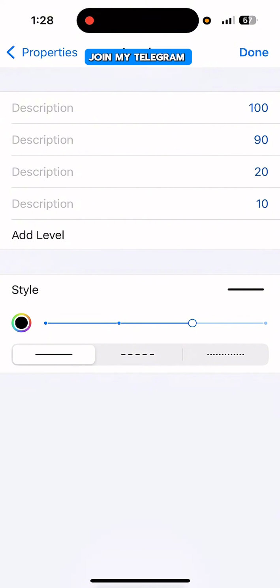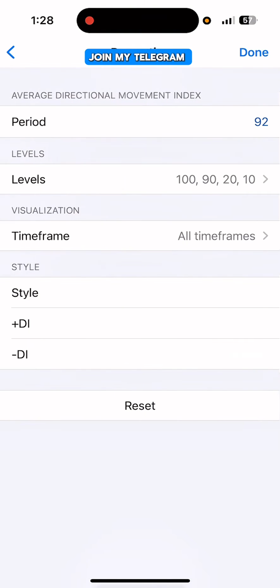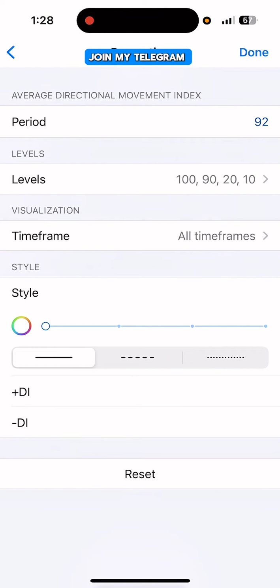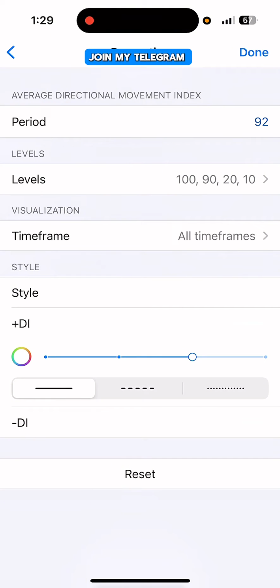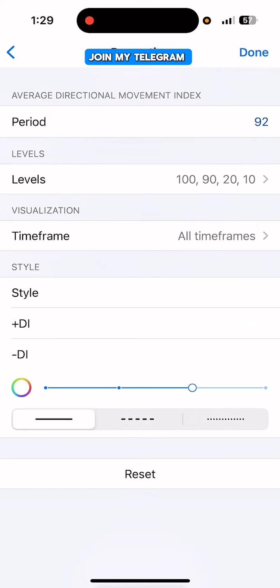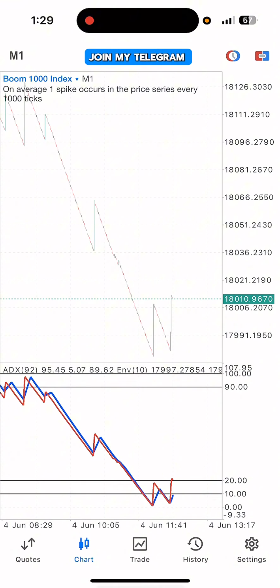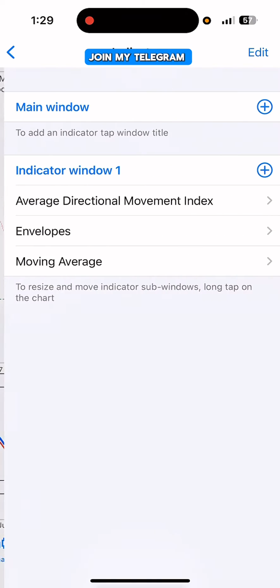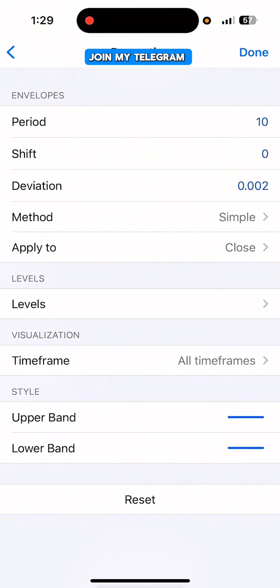Then you put this first trend line here, click on done, and set it to all time frames. Then at the point where it says style, you put 1 pixel, color white, with this first trend line. Plus DI, you put 3 pixels, color white. Minus DI, 3 pixels, color white, with this first trend line. You click on done.